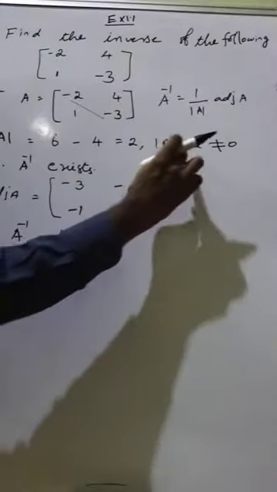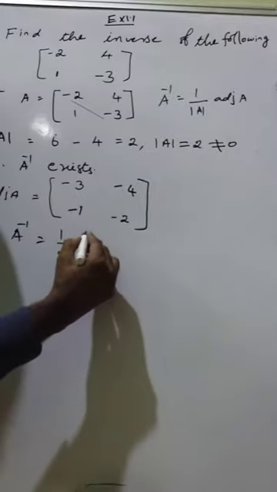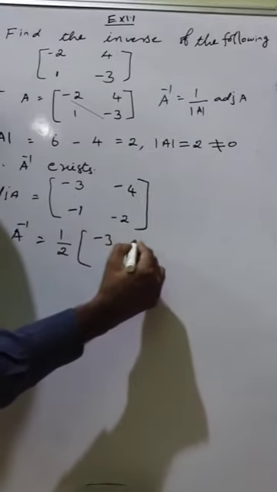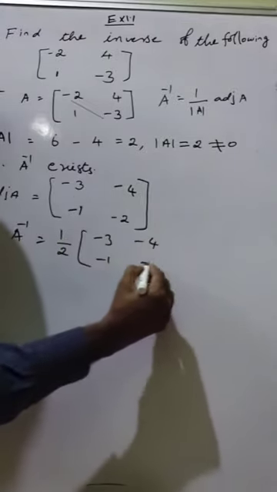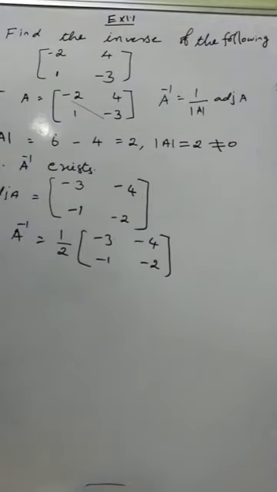Now A inverse equal to the formula 1 by determinant of A. The determinant of A value is 2, so 1 by 2 into adjoint A: -3, -4, -1, -2. It is the A inverse of the given matrix.